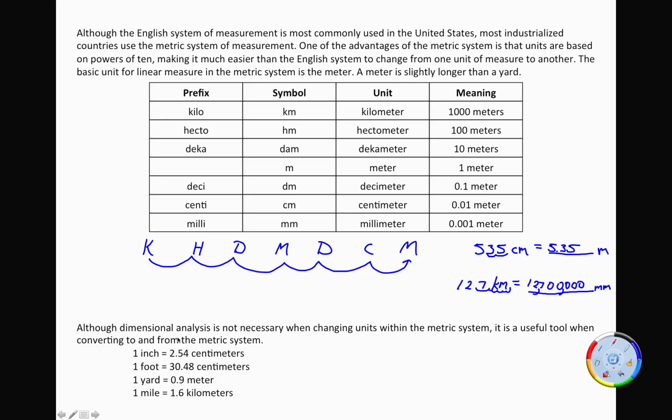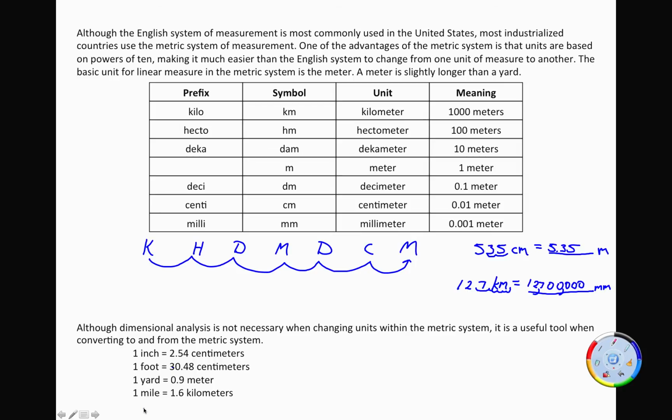Okay, although dimensional analysis is not necessary when changing units within the metric system, it is a useful tool when converting to and from the metric system. And here are our conversions. An inch is 2.54 centimeters. A foot is about 30.48 centimeters. A yard, 0.9 meters. And a mile, 1.6 kilometers. Or, like we said earlier, 0.6 kilometers.